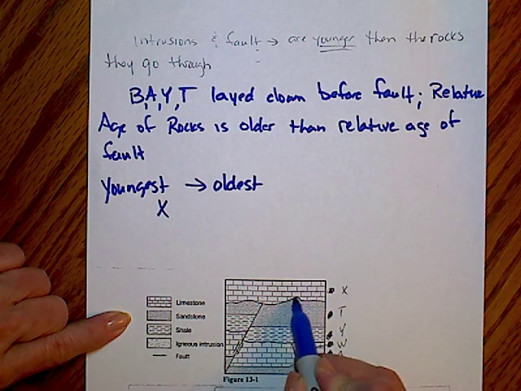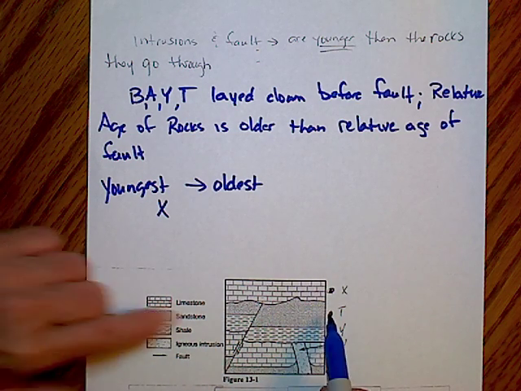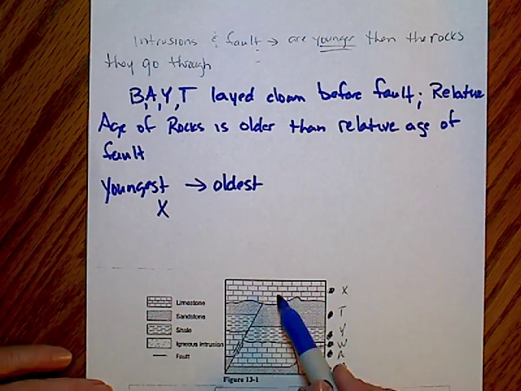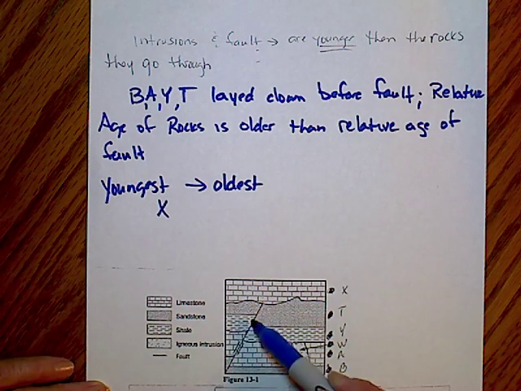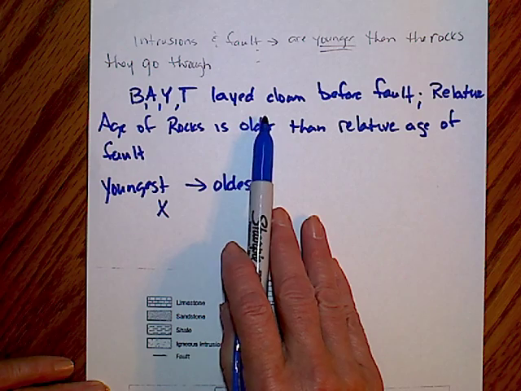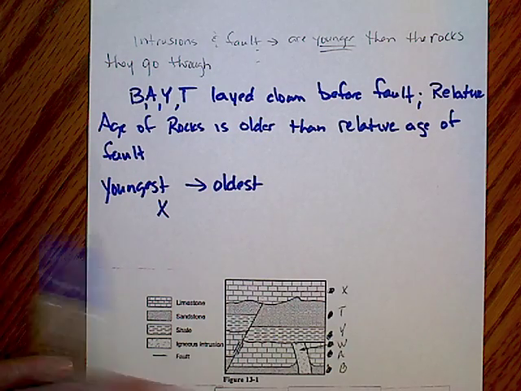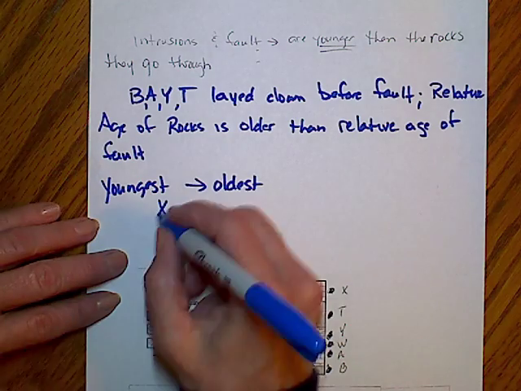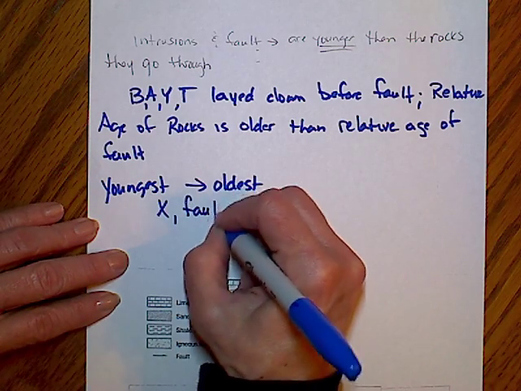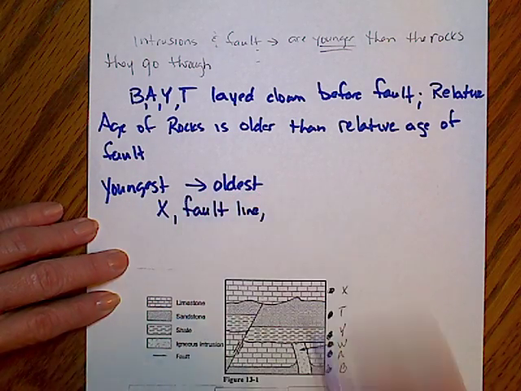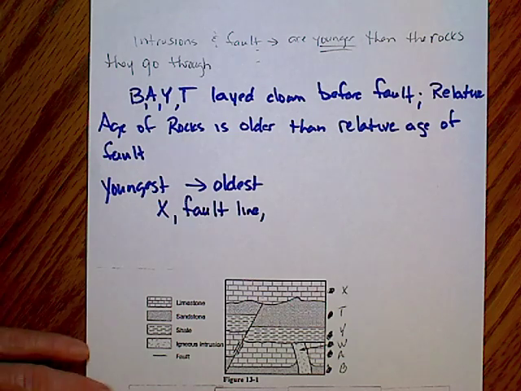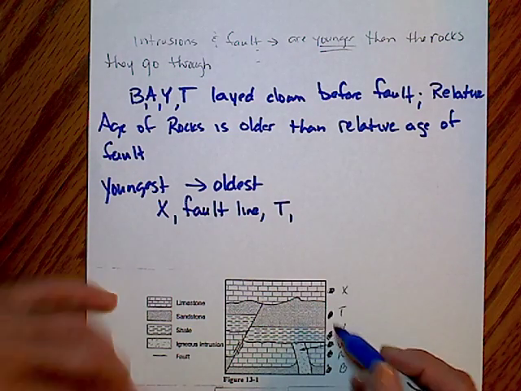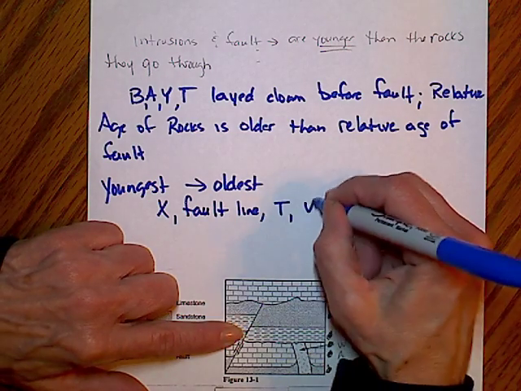Notice we have a little bit of erosion going on here in T, but that's not written there. Now we'll notice we have this fault line, and we said before that the fault line is younger than everything it goes through. So it's younger than B, A, Y, and T. So that fault line is going to have to be next. It's not labeled, but we'll put it there. Next, our next layer is going to be T. And then after that, it will be Y.